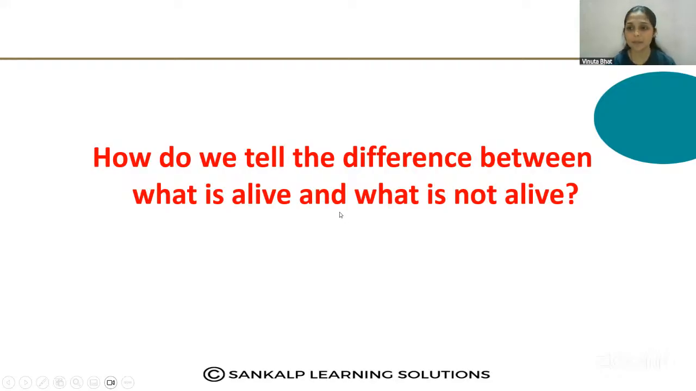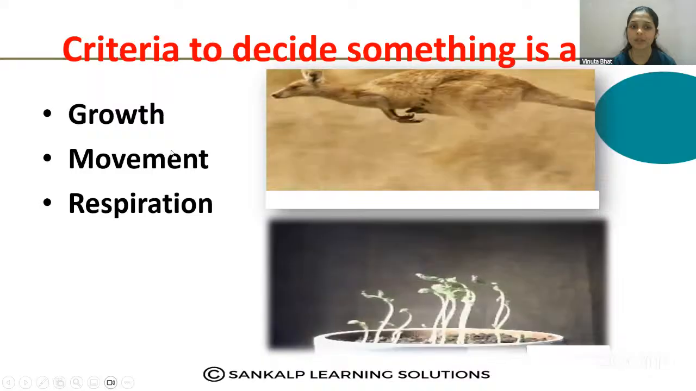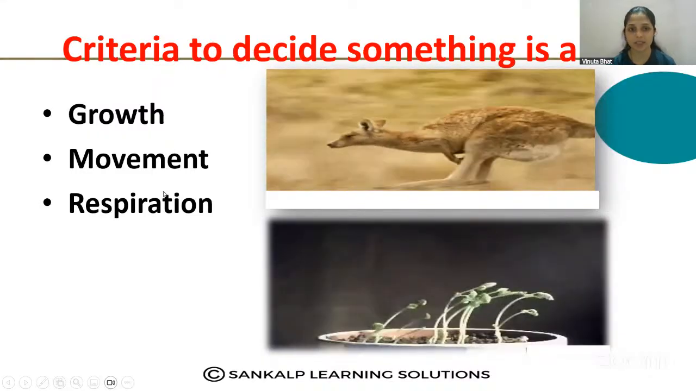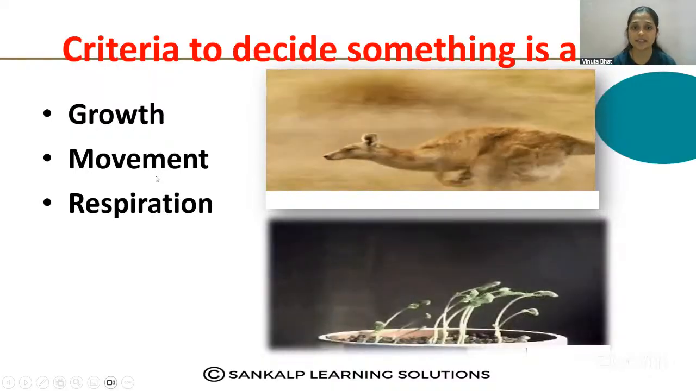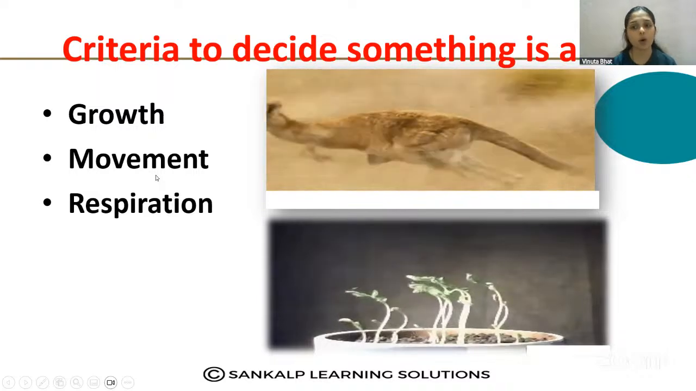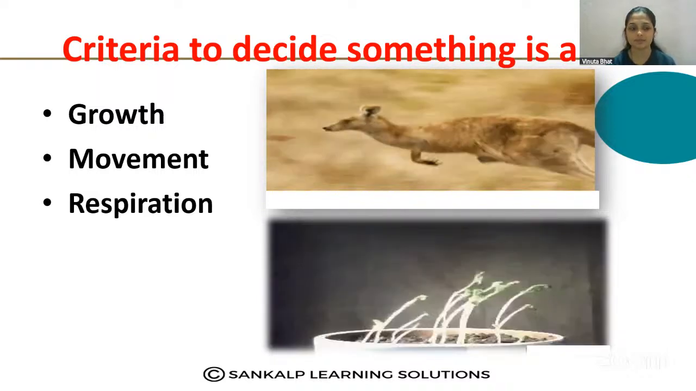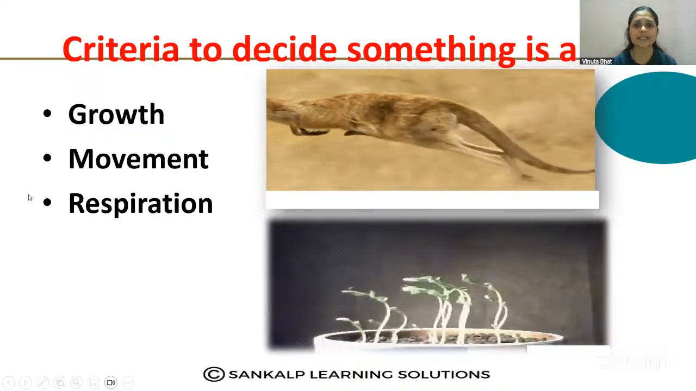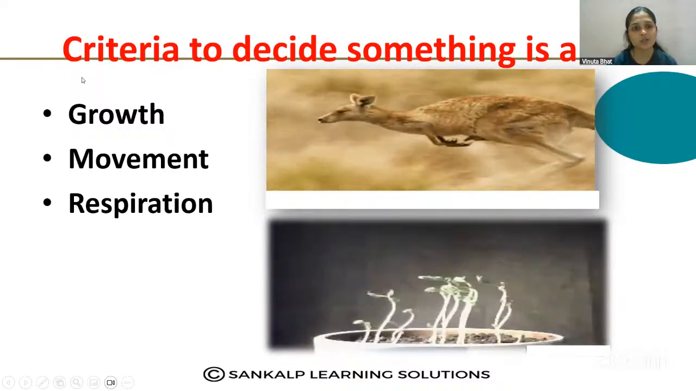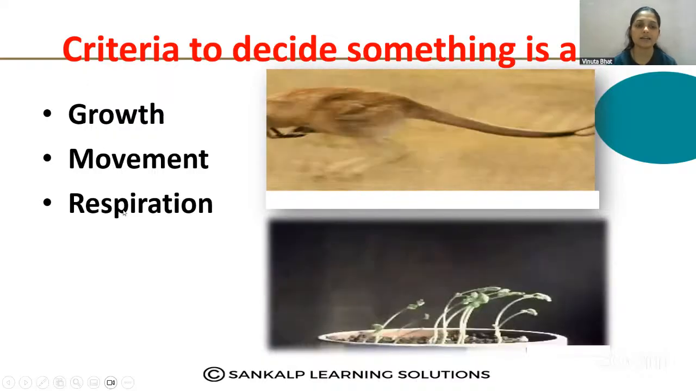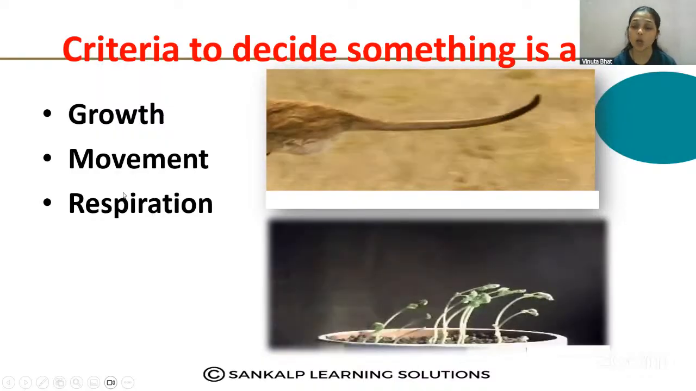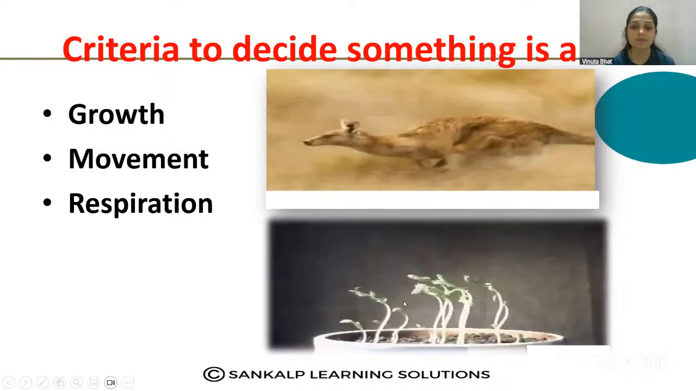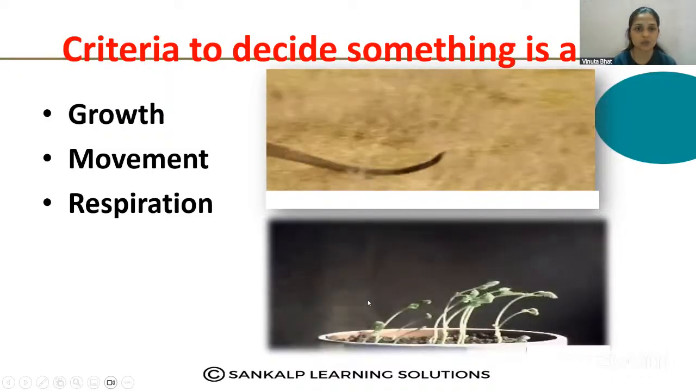We observe some characteristics, like growth, movement and respiration. By observing these important characteristics, we can decide whether something is alive or not. Am I right? So the criteria to decide something is alive may be growth, movement and respiration. These are features that we can observe in living organisms, including plants also.